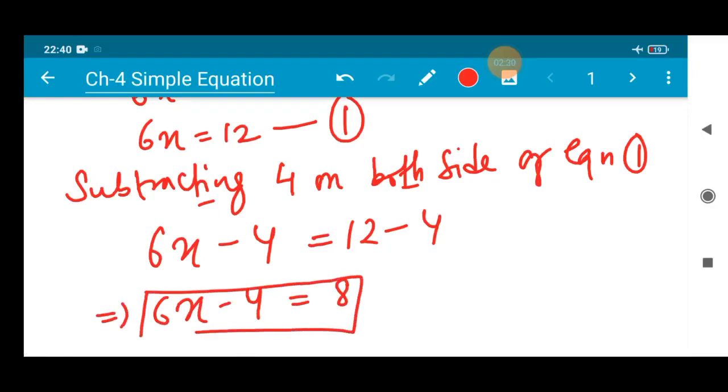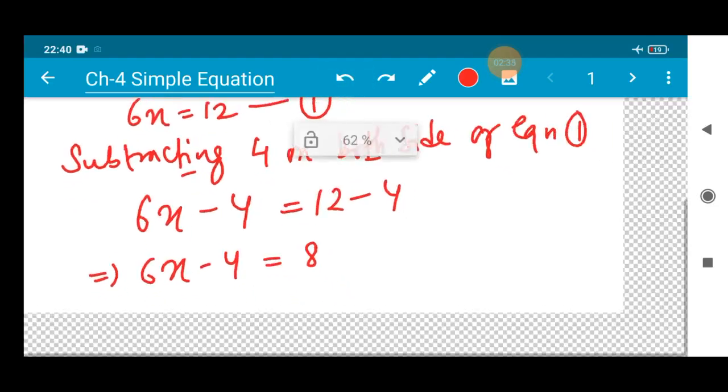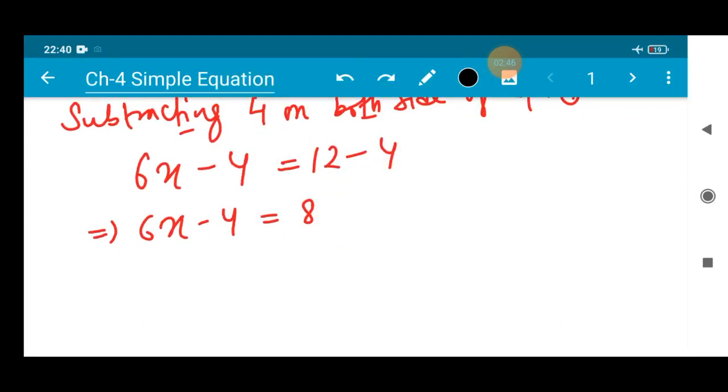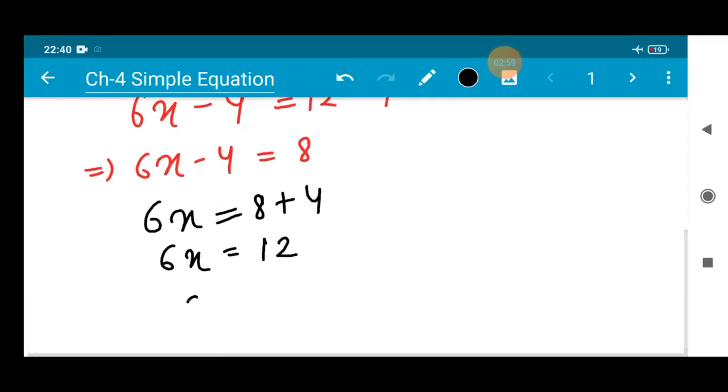So this is our second equation. Why am I confidently saying that this is my equation? Because when I solve this and try to get the value of x, I will be getting x is equal to 2 only. That is our intention. How will I come to know whether it is x is equal to 2 or not? I'll transpose this minus 4 to this side, so it will be 8 plus 4. Now 6x is equal to 12, so x is equal to 12 divided by 6, which will be 2.